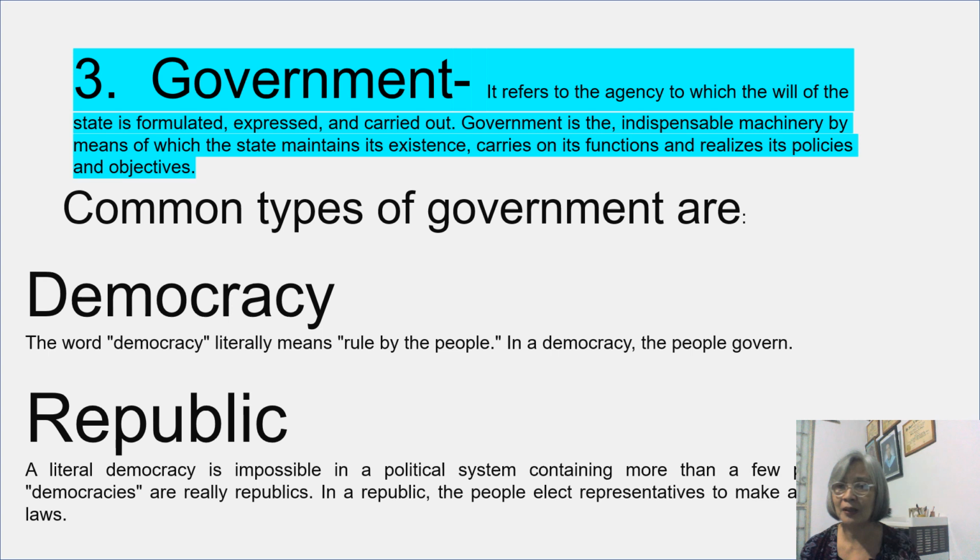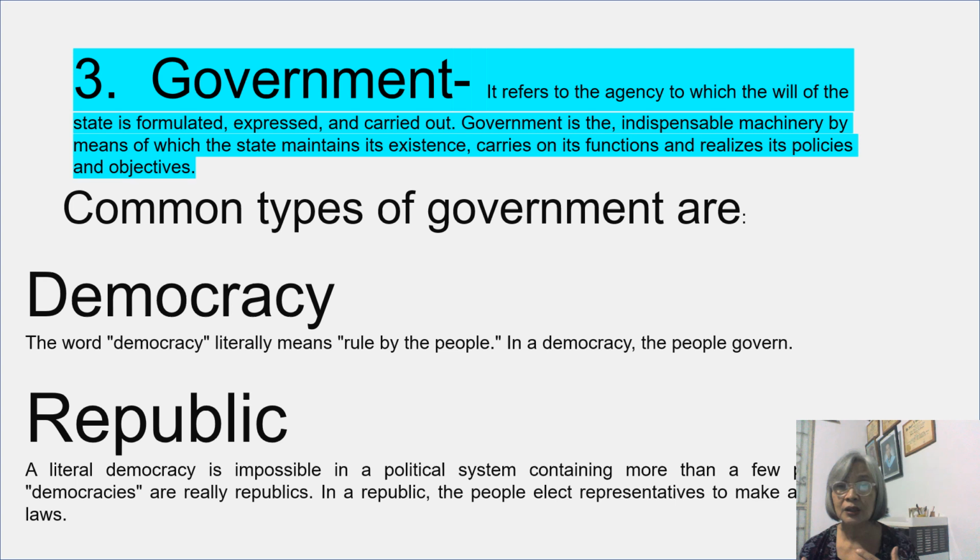Di ba? Yan yung demokrasya ang sinasabi. Then we have the republic. Republican kasi, it's also a democracy, a democratic form of government. Kaya lang, through exercise, through a representative. Sa atin, tayo Republican tayo kasi meron tayong representatives. Although democratic tayo, the Filipino people is sovereign, but this sovereignty is exercised through the Congress.